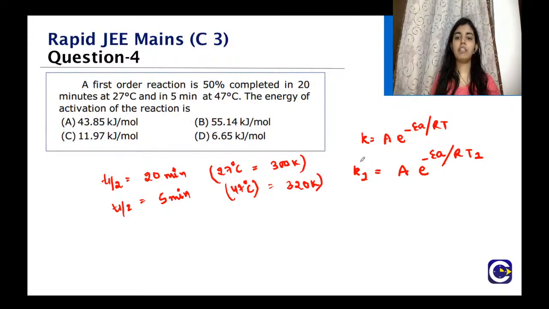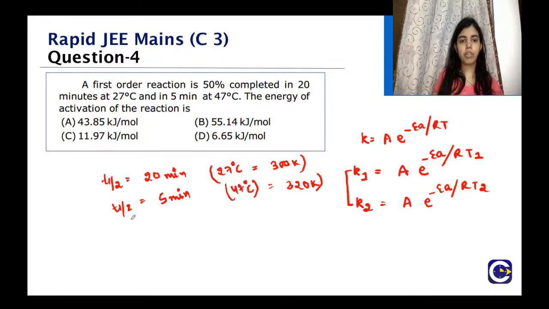There is only a difference in the rate constant with the temperature. So K2 will be equal to how much? A e raised to the power minus EA by RT2, right? Then if we divide both, we will be able to calculate the EA value, right? Now the question is, from where will you find the values of K1 and K2?